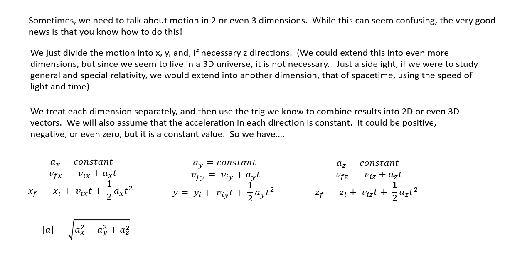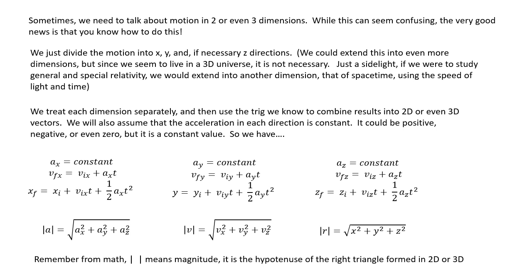To find the absolute value or the magnitude, you just use the Pythagorean theorem. So the absolute value of the acceleration is the square root of a_x squared plus a_y squared plus a_z squared. Same thing for velocity, same thing for displacement. Just as a note, we generally call displacement from the origin r, so r is equal to the square root of x squared plus y squared plus z squared. Remember from your math class that those two vertical lines mean magnitude. Technically, it's absolute value, but it still means magnitude. It's the hypotenuse of the right triangle formed in either 3D or 2D.